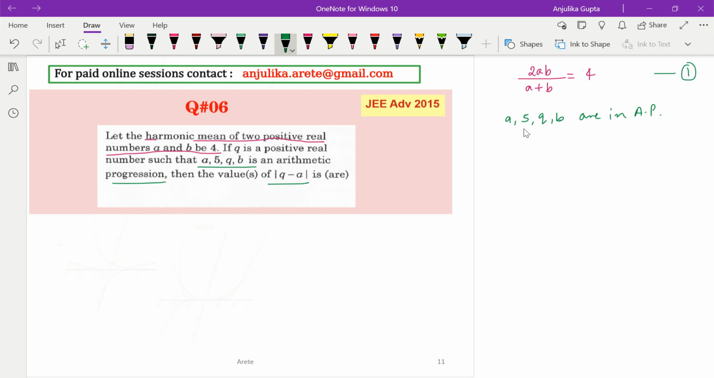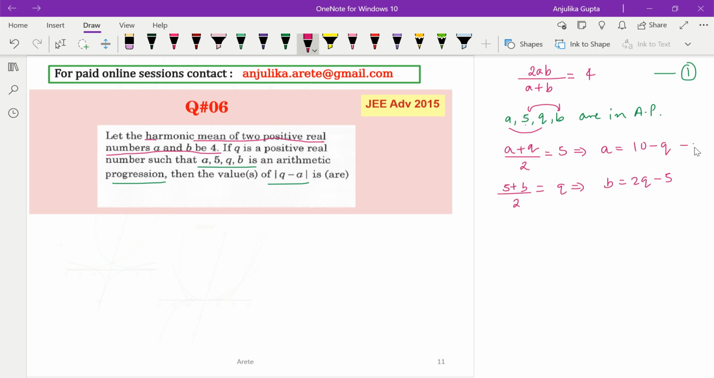So what do I do? I try to figure out that these are in AP, so that means 5 is the arithmetic mean of a and q. Write that (a plus q) by 2 is 5. From here you can easily get the value of q or a, whichever you want. Let's figure out the value of a here. So a is 10 minus q. Similarly, I know that q is the arithmetic mean of 5 and b. So let's write that (5 plus b) by 2 is q. From here I can get the value of b. So b is 2q minus 5.